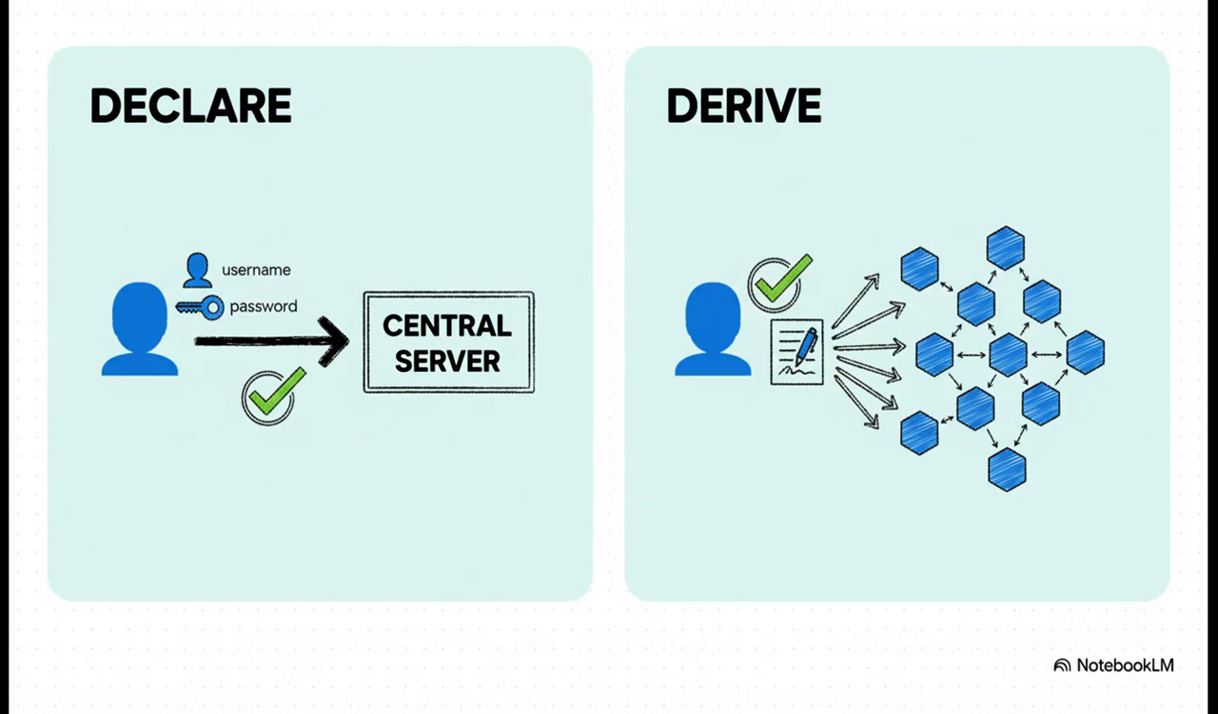Yeah, this really shows just what a massive shift this is. Think about the regular internet, right? You declare who you are with a username, then you prove it with a password, and some central server validates it. But on the blockchain, you just sign a transaction. That's it. Your identity is then derived from that signature, and the entire network is the validator. It's a complete flip of the old model.